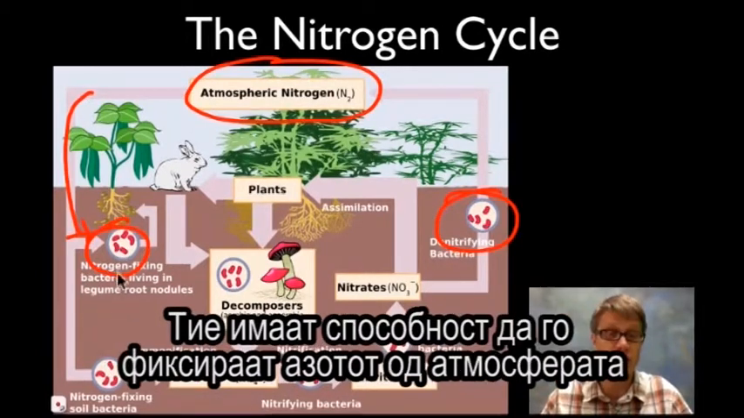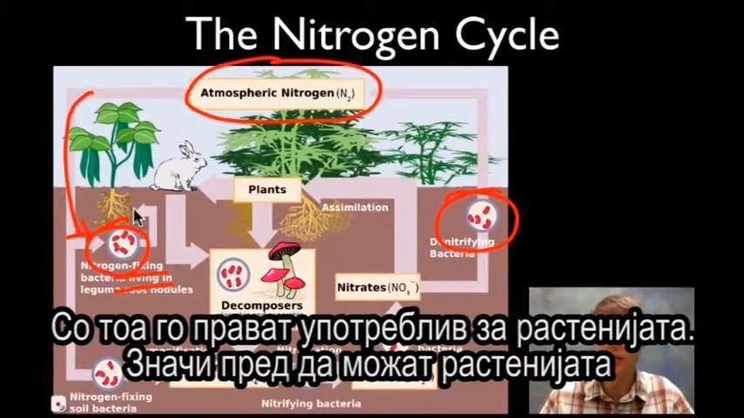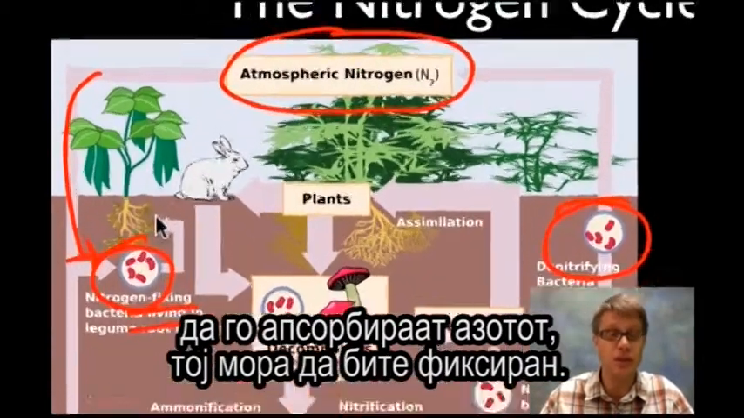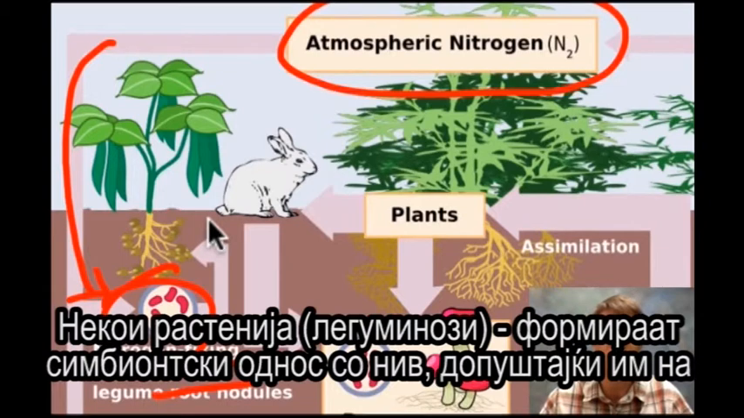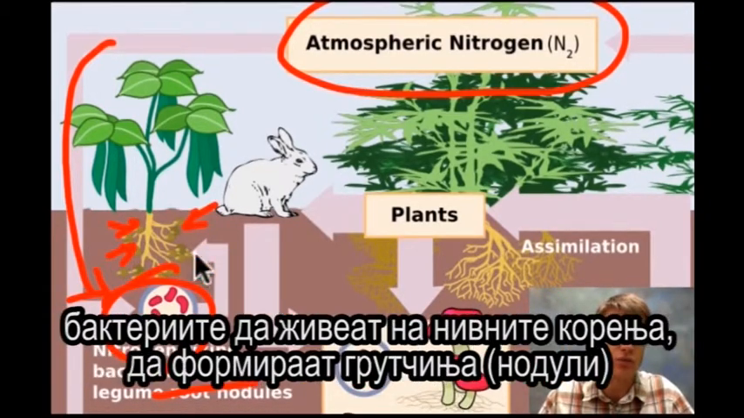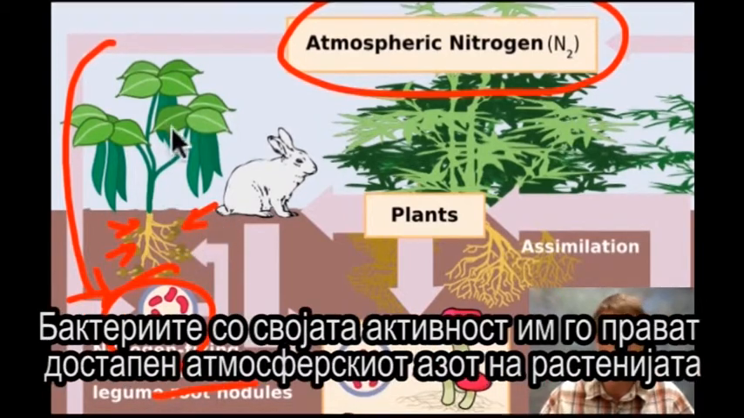And basically what they're going to do is fix the nitrogen. They're going to make it usable. And so before a plant can absorb the nitrogen, it has to be fixed. It has to be converted into nitrate. And so basically bacteria are doing that. And some plants will form a symbiotic relationship where they let bacteria live on their roots, as in these root nodules, so they can convert it for plants.